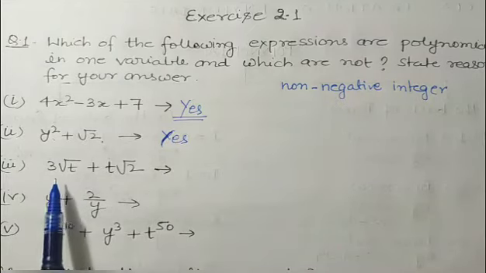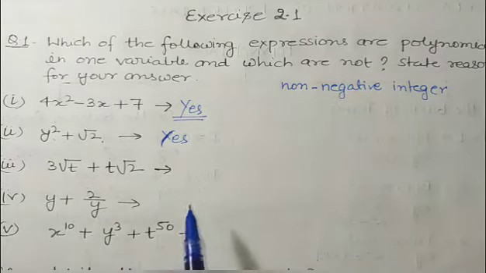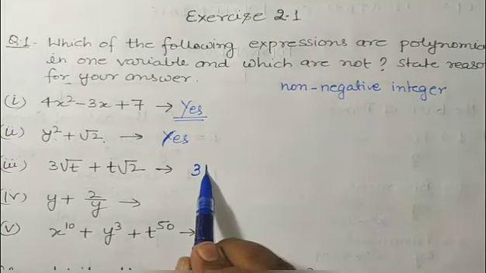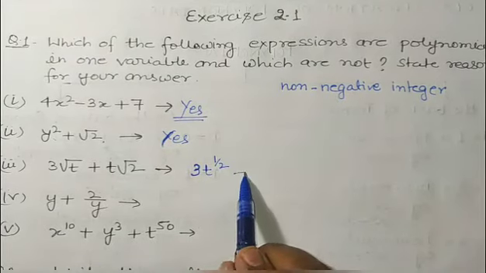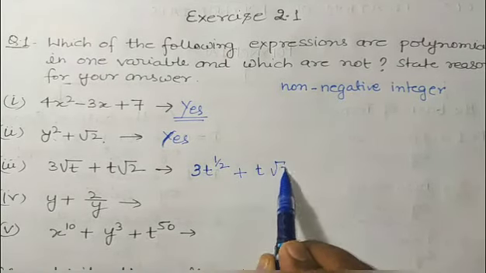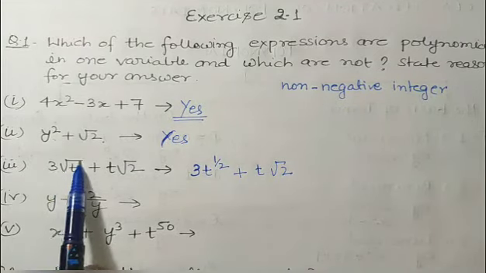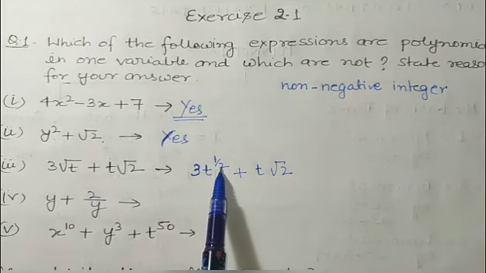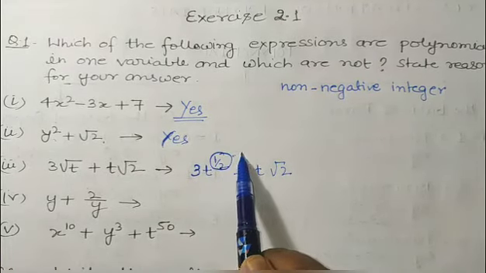Third part of this question is 3 under root t plus t under root 2. If you remove this square root, you will write t to the power 1 by 2 plus t under root 2. See students, here the variable t was in a square root. If you remove this square root, you will get 3t to the power 1 by 2. The condition was that this power should be an integer.